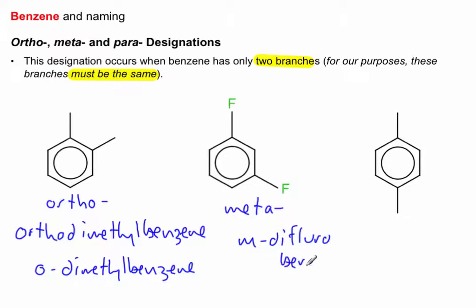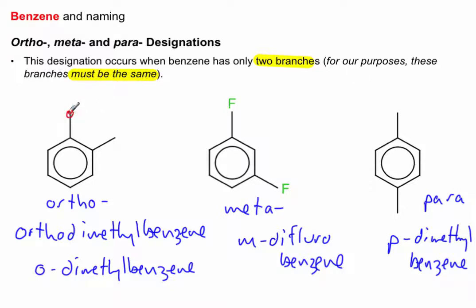And so obviously this last one, again, 2 methyl branches, that is para, and so that's p-dimethylbenzene. So ortho, meta, para designations, remember they have to be the same branches, have to be the same type. So those are both methyl branches, those are both fluoro, those are both methyl. So as long as they're the same, you can use ortho, meta, para if you like.